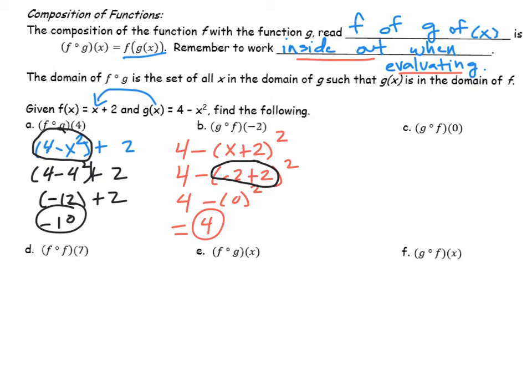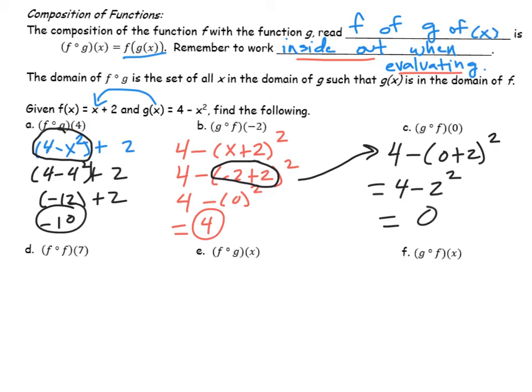Same function on this next one, right? I'm still plugging f into g, which I did in part B, but now I'm just evaluating at 0. So really, I'd start right down here and just say 4 minus 0 plus 2, which would turn into 4. 4 minus 4, which would be 0, okay?